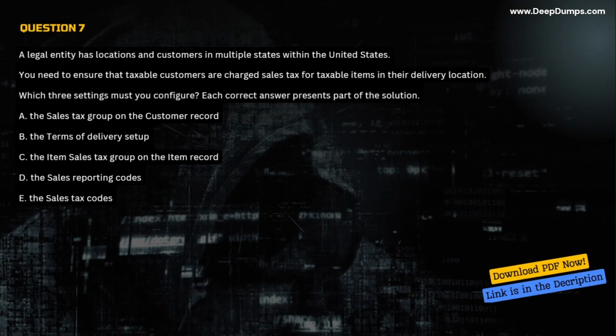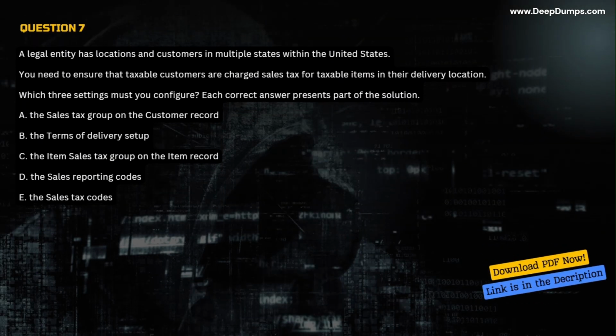Question 7. A legal entity has locations and customers in multiple states within the United States. You need to ensure that taxable customers are charged sales tax for taxable items in their delivery location. Which 3 settings must you configure? Each correct answer presents part of the solution.